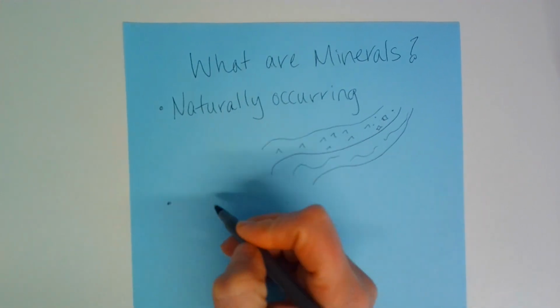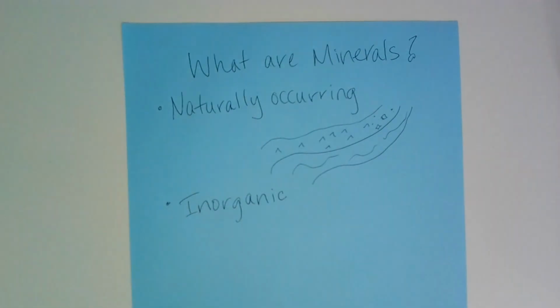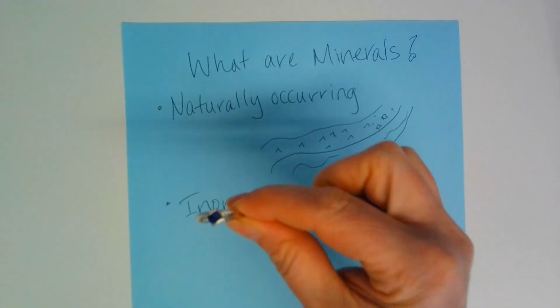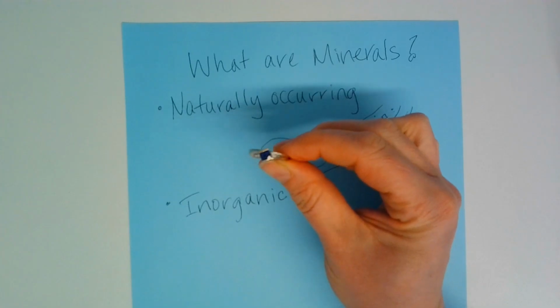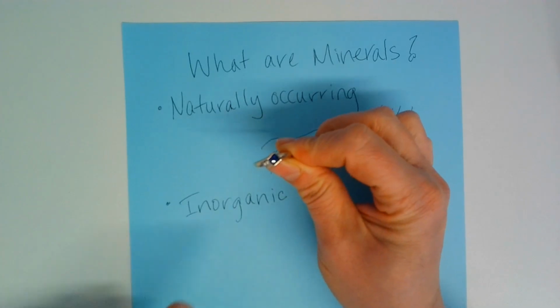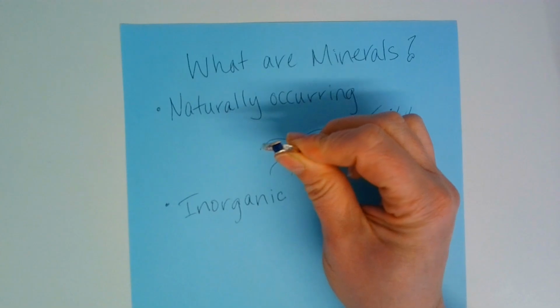Minerals are also inorganic. I brought in a couple of examples of things that could be minerals. So this is an example of a sapphire ring. This ring is actually not naturally occurring. This sapphire was created in a lab.